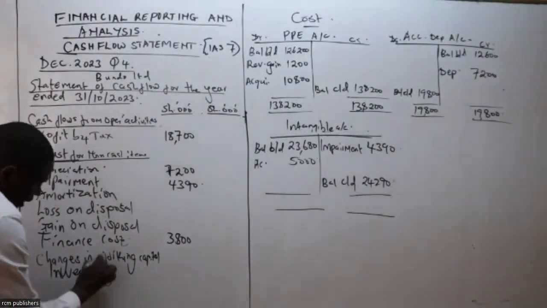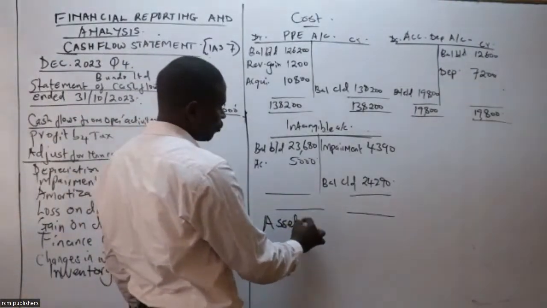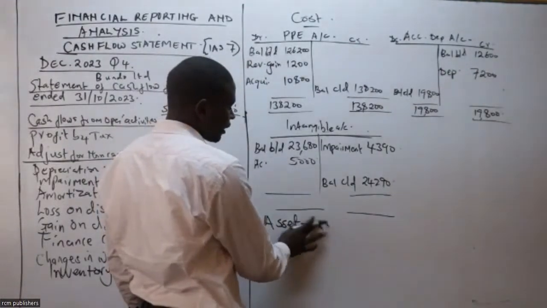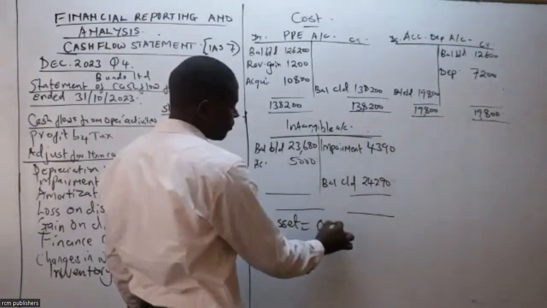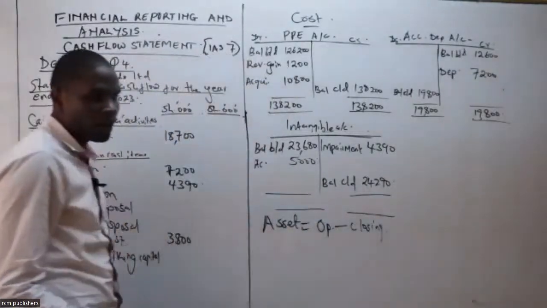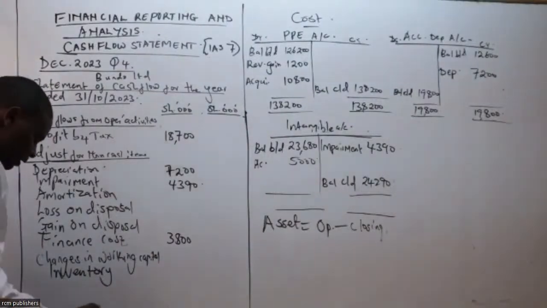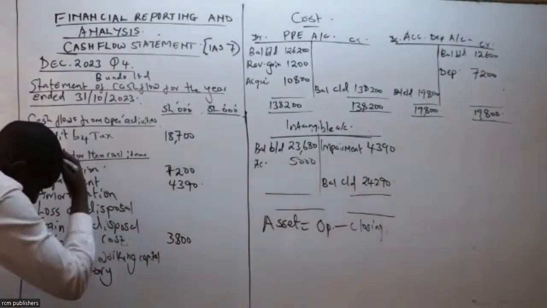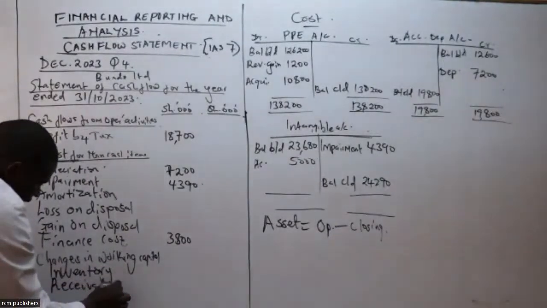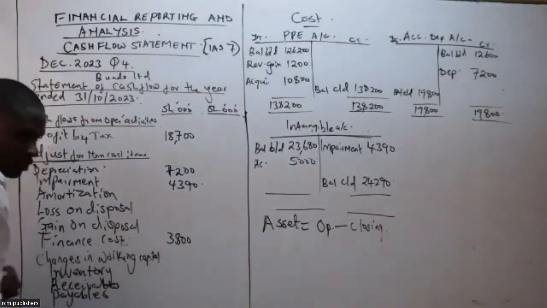We computed it, but I said that for an asset, if you want to solve for the asset, you just take opening minus closing, and you'd be in a position to get your figure. Then we got something on receivables, and then payables we also got something. So can you give us those?